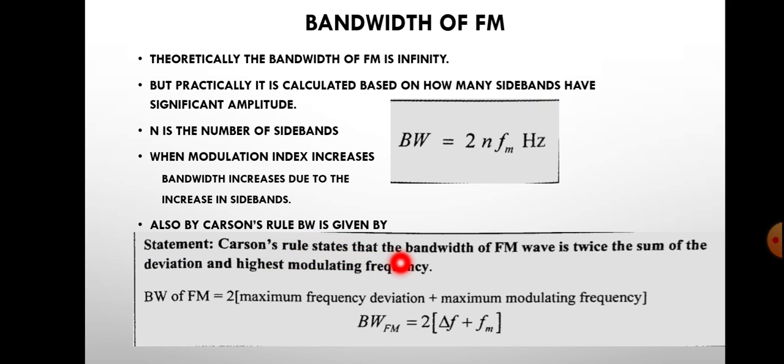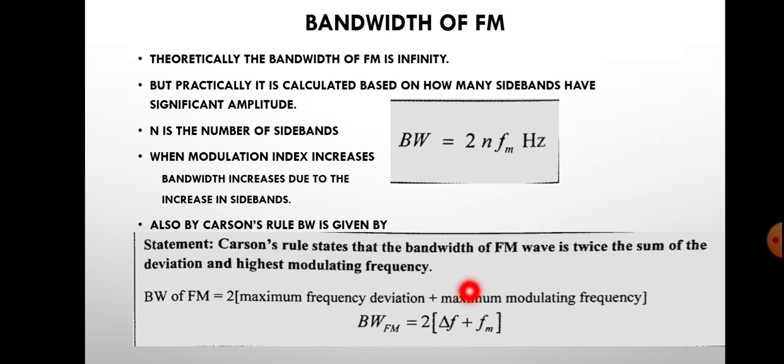Carson's rule states that the bandwidth of the FM wave is twice the sum of the deviation and the highest modulating frequency. So bandwidth of FM will be equal to 2 times maximum frequency deviation plus maximum modulating frequency. In terms of an equation, bandwidth is 2 into delta F plus FM, where delta F is the maximum frequency deviation, and FM is the maximum modulating frequency.